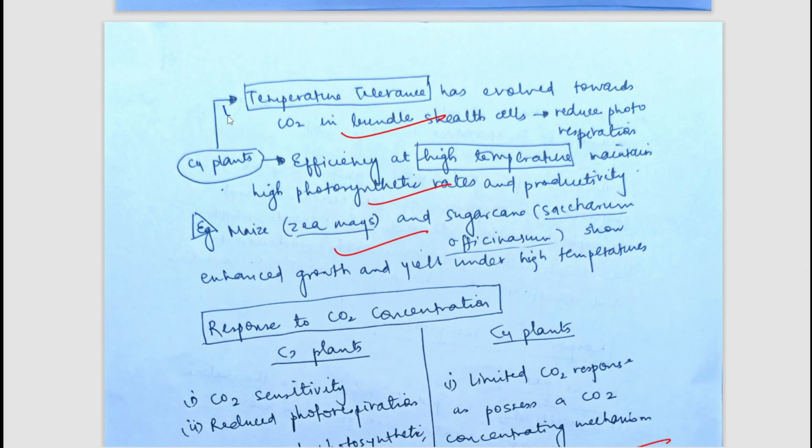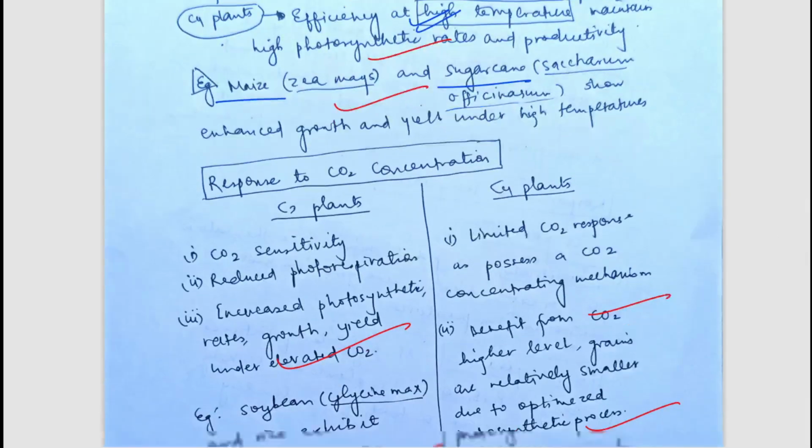Now in C4 plants, temperature tolerance has been mentioned, because we all know that C4 plants can be more nicely evolved in hot temperatures, as compared to C3 plants. So C4 plants are adapted to higher temperatures. You can see they have evolved to concentrate CO2 in bundle sheath cells, which reduces photorespiration. They are more efficient in high temperatures, as I have just told. For example, maize and sugarcane have been mentioned. So a fairly written answer. Now the response to CO2 has been mentioned.